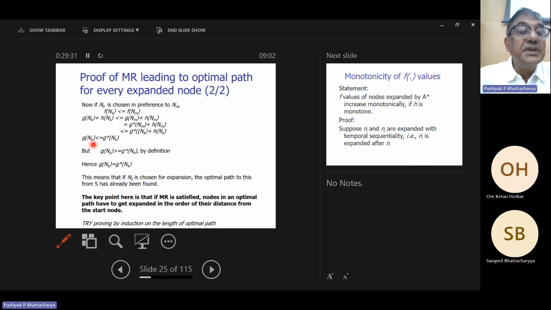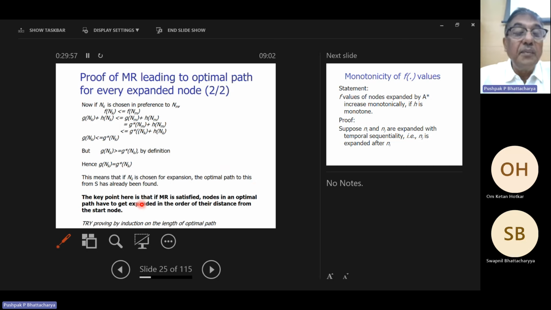So g(nk) is less than or equal to g star(nk), but g(nk) is greater than or equal to g star(nk) by definition. No path length can be less than the cost of the optimal path. Hence, g(nk) is equal to g star(nk). This means that if nk is chosen for expansion, the optimal path to it from S has already been found.